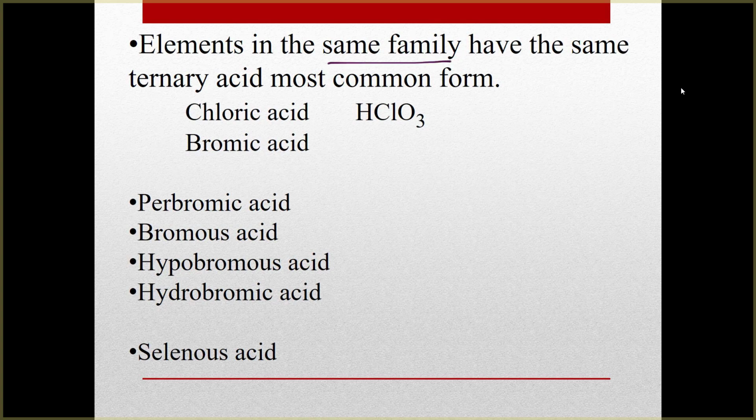Now, elements in the same family, they are going to have the same formulas. So they'll have the same most common form. So here's an example. Chloric acid is HClO3. What is bromic acid? Well, bromine is in the same family as chlorine, so it would be HBrO3. So if it's in the same family, it's going to have the same pattern.